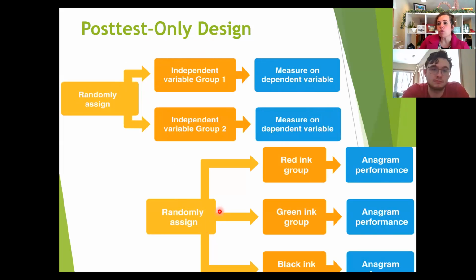The example that we've used for this would be the ink color study, right? The experiment. So they get randomly assigned to either the red ink, green ink, or black ink group, and then you take their performance on the anagram test. That is a post-test only design, okay?